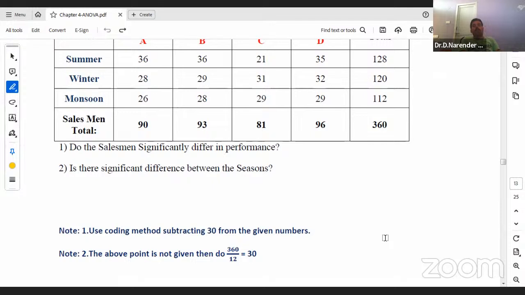Observe carefully that in some questions, the salesman total and seasons total will be there, but the grand total will not be mentioned, only the variables. So the grand total is 360. Divide 360 by how many samples there are. In columns 1, 2, 3, 4 there are 3 each, so a total of 12 values. Sometimes instead of 360 there will be 450. 450 divided by 12.